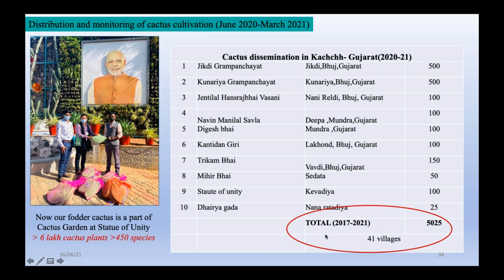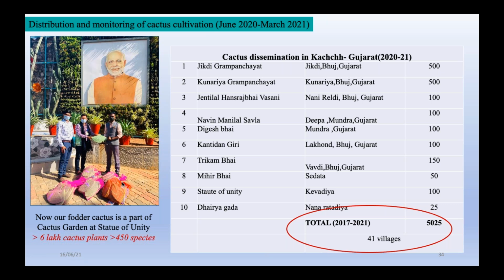We targeted only the Kutch area for now, but we have also expanded to the cactus garden in Statue of Unity. So whenever you have an opportunity to visit the Statue of Unity at Vadodara in Gujarat, you can have a view of the cactus garden. It's wonderful. They have more than 6 lakh cactus plants, in which our extension has been a part of this museum.